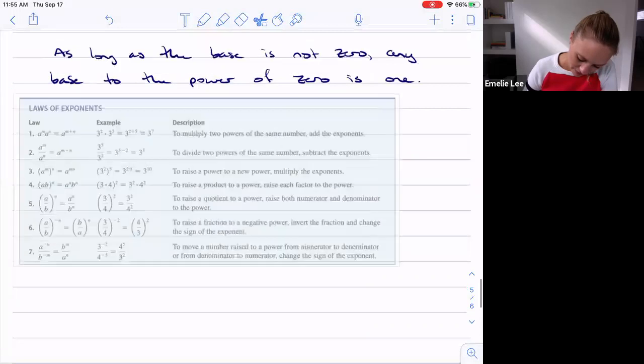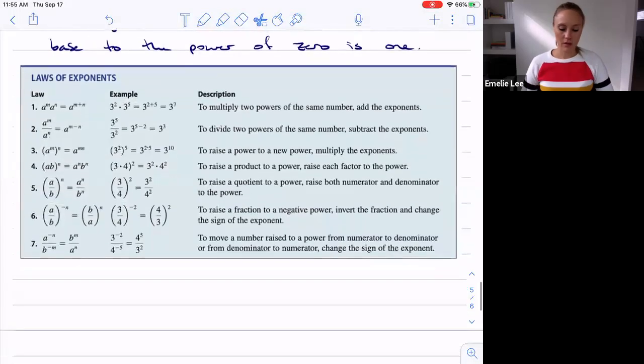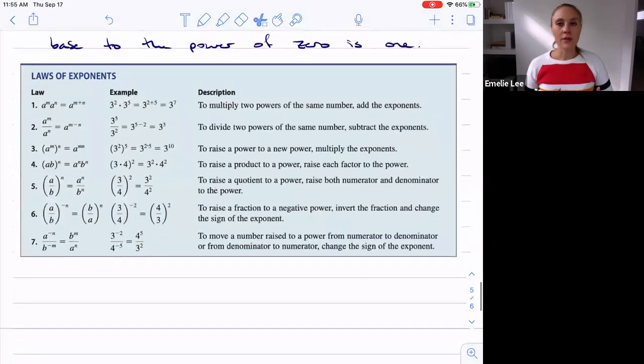So, the laws of exponents. Let me make it a little bit bigger here. There are a lot of laws of exponents, and I do expect you to have these, probably not memorized to begin with, but then be able to use them fluently. If you see an exponent, you'll know how to deal with it. It just has to be second nature.